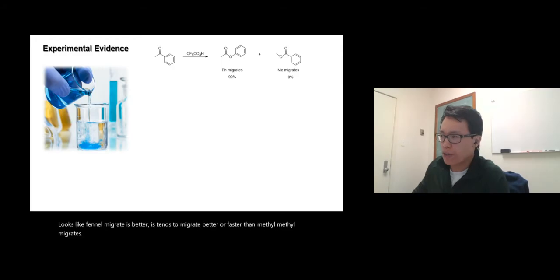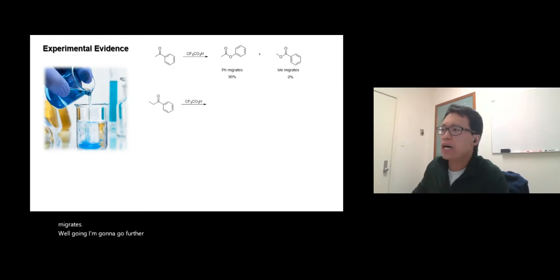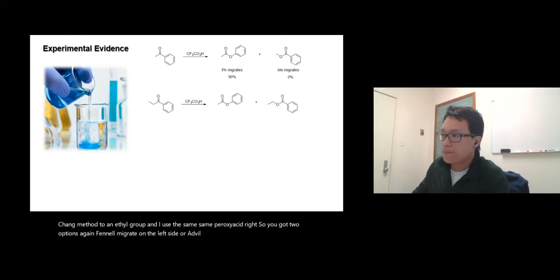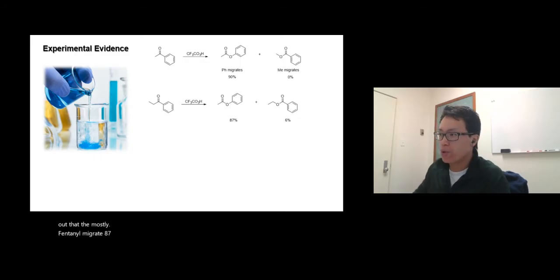Well, we're going to go further. Use a new compound, where we change methyl to an ethyl group. I use the same peroxy acid. So you have two options again: phenyl migrates on the left side or ethyl migrates on the right side. We found out that mostly phenyl migrates, 87%. That's the major product. Now the next one, we have an isopropyl.